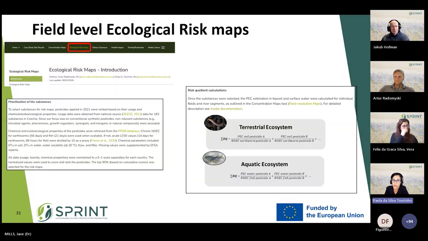There you can also see how the risk quotient were calculated. It's very similar also to what was presented before, but in this case, we use the PEC values that were modeled divided by the NOEC. And we also did the cumulative risk by summing up all the pesticides that were occurring in a specific field or in some one river segment. Next slide, please.